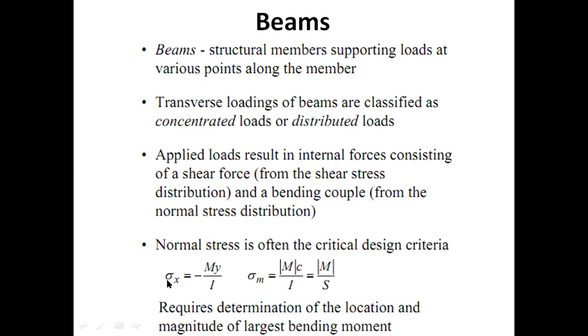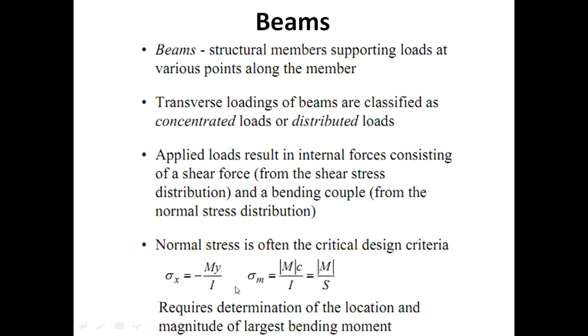Sigma x is the normal stress at a section, and it is equal to M y over I. M is the bending moment, and I is the second moment of the area, the cross-sectional area of the beam, and y is the distance of the point away from the neutral axis of the beam. The bending stress, that is the normal stress inside the beam, is directly proportional to the bending moment.